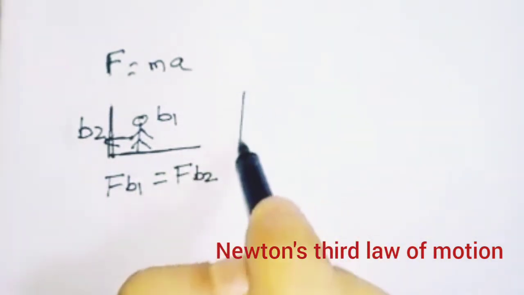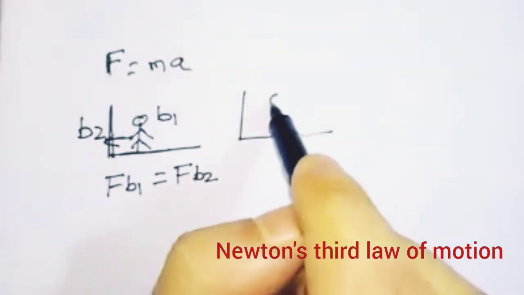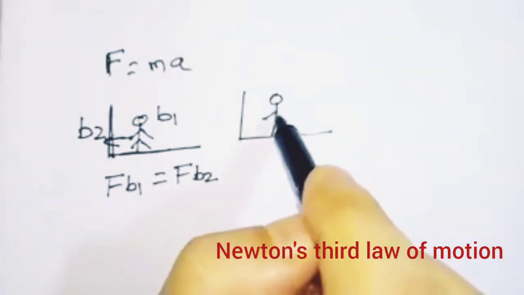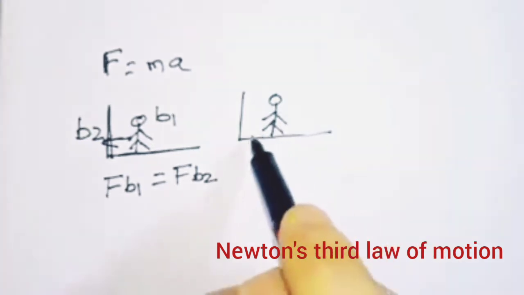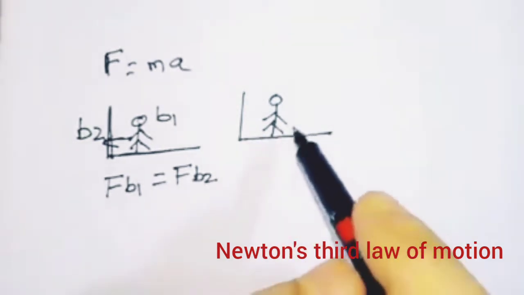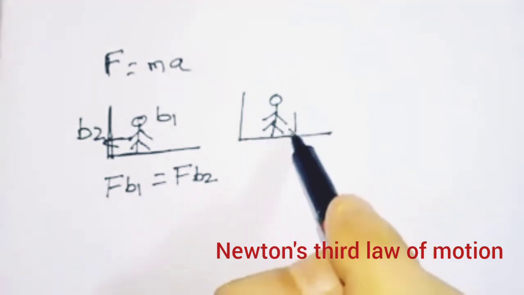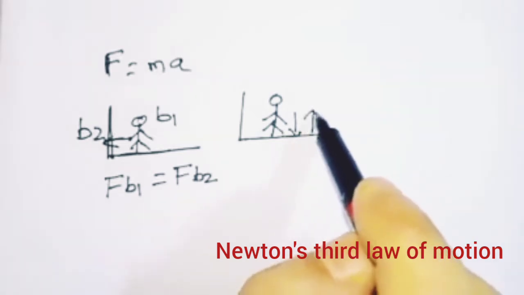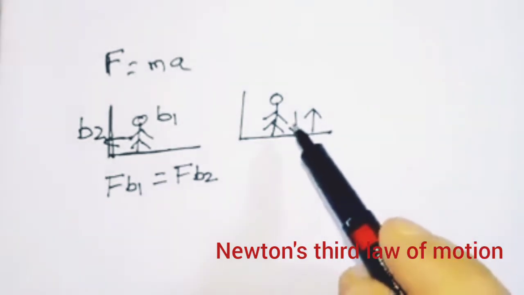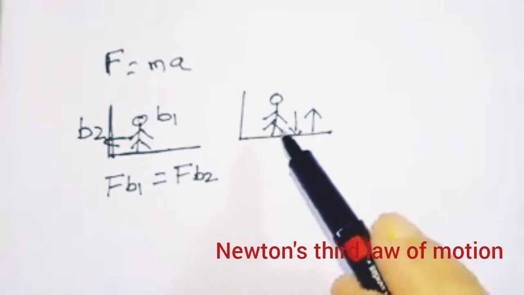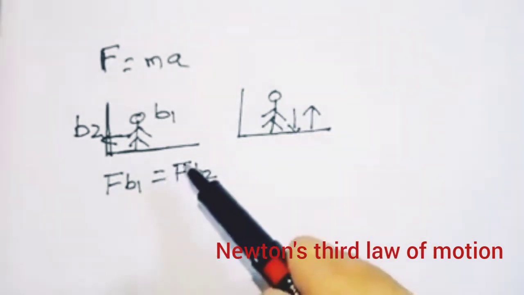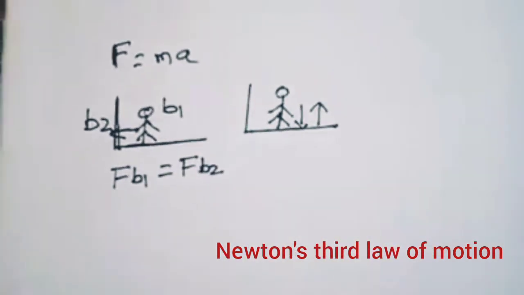On the other hand, if I draw another diagram to show that I am standing on the ground, on earth, I am exerting a force on earth and the earth is also exerting an equal force on me. So that is why the force exerted on body 1 will be equal to the force exerted on body 2.